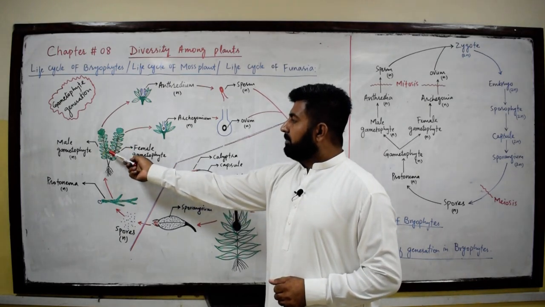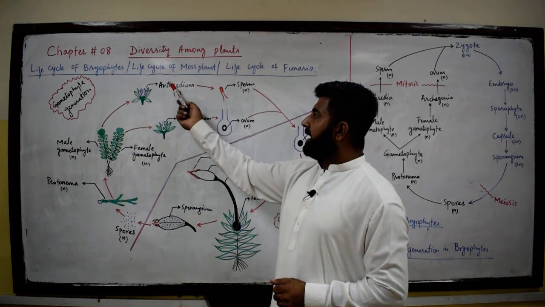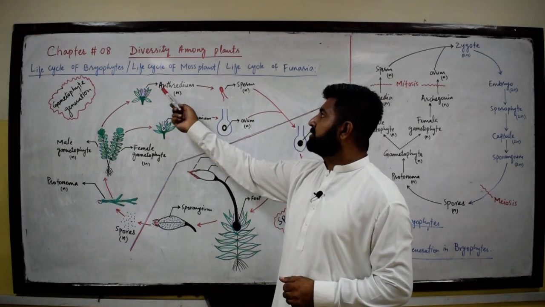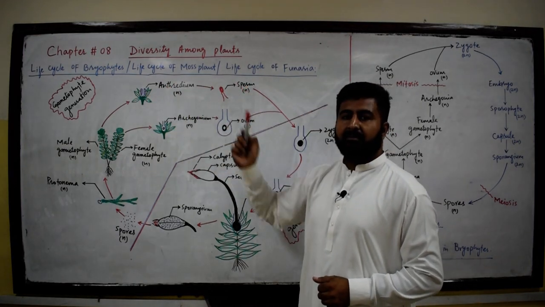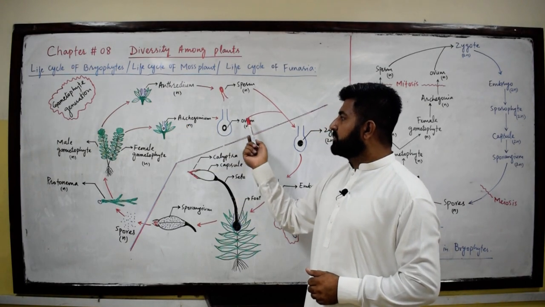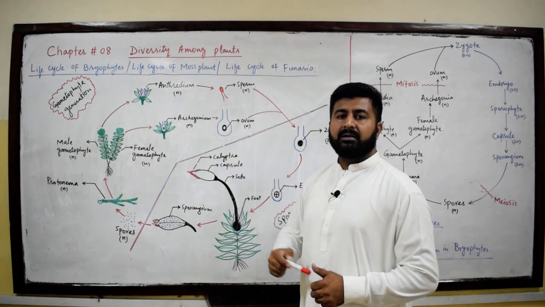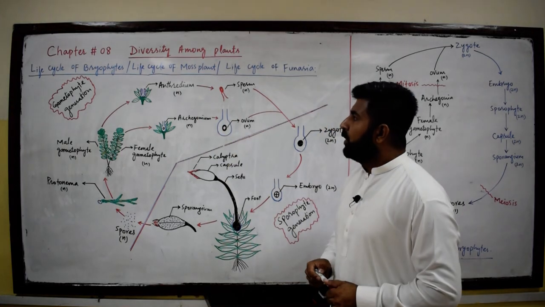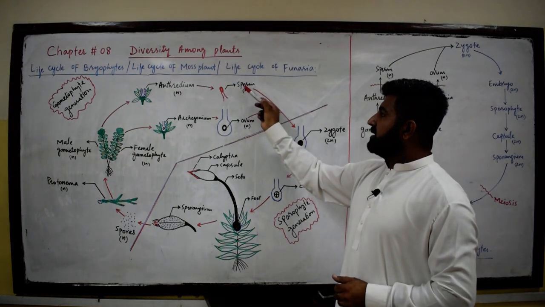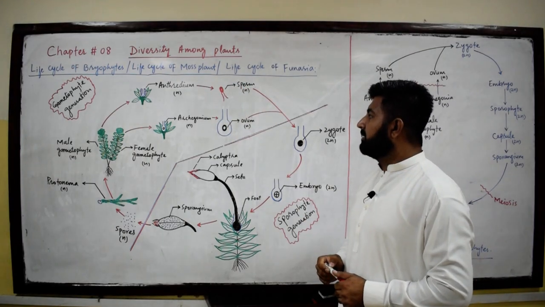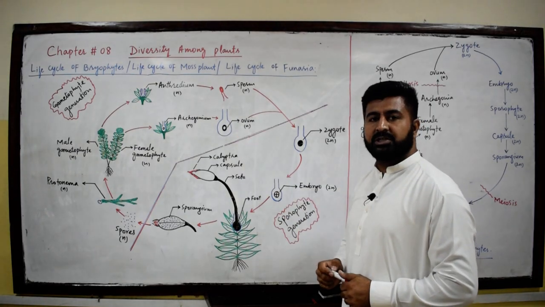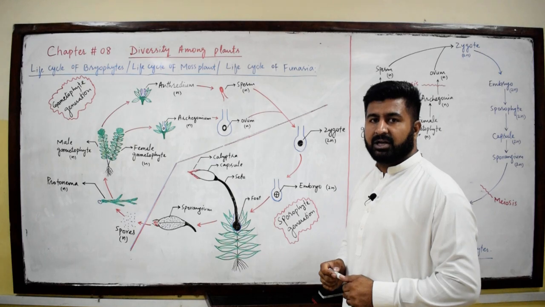The mature male gametophyte produces antheridium. When the antheridium matures, it produces sperm upon mitosis. The mature archegonium produces ovum upon mitosis. When water is available, the sperm is set free from the antheridium and moves toward the archegonium in response to a sweetish fluid secreted by the archegonium.